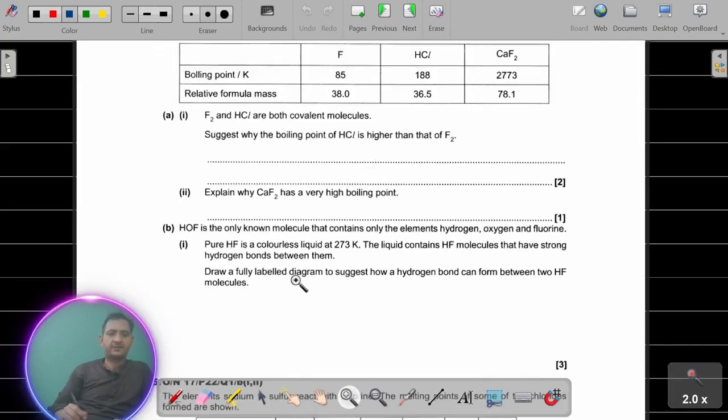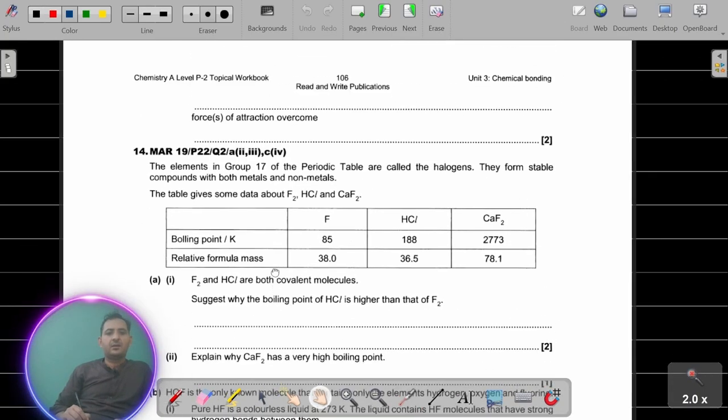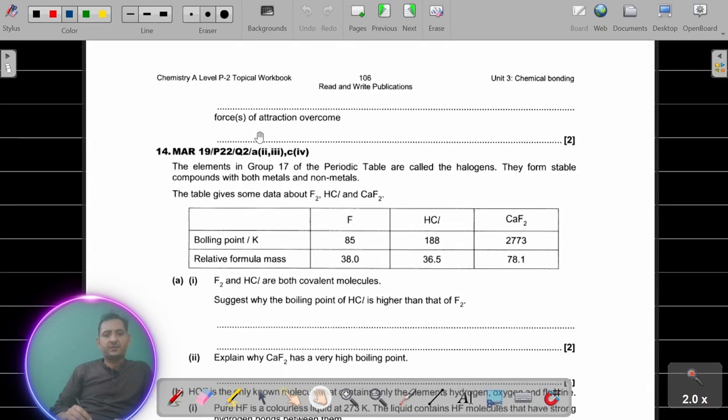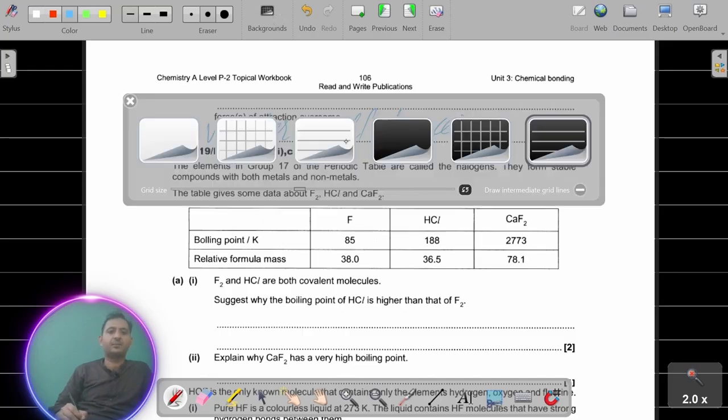So here we have the next question. The forces of attraction overcome. So what type of forces? Van der Waals forces, because overall it is a non-polar molecule.